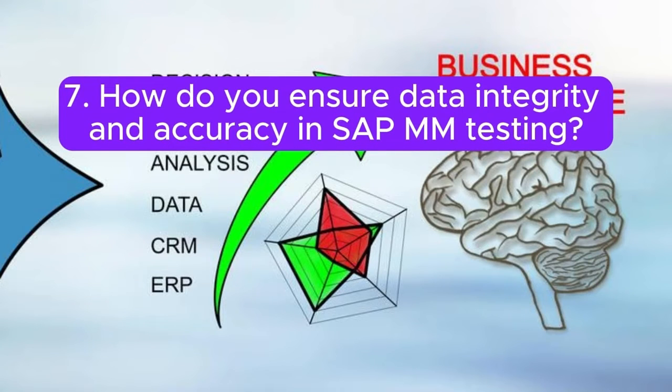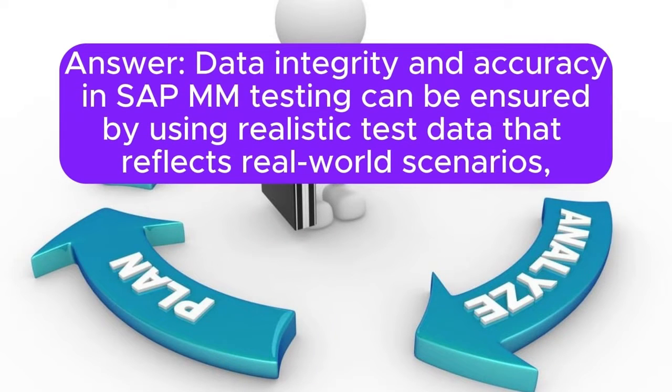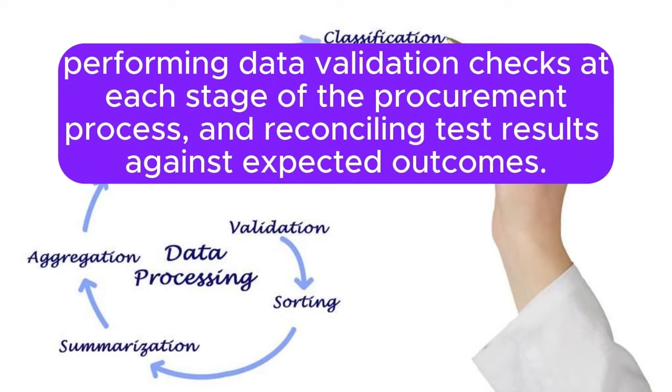7. How do you ensure data integrity and accuracy in SAP MM testing? Answer: Data integrity and accuracy in SAP MM testing can be ensured by using realistic test data that reflects real-world scenarios, performing data validation checks at each stage of the procurement process, and reconciling test results against expected outcomes.